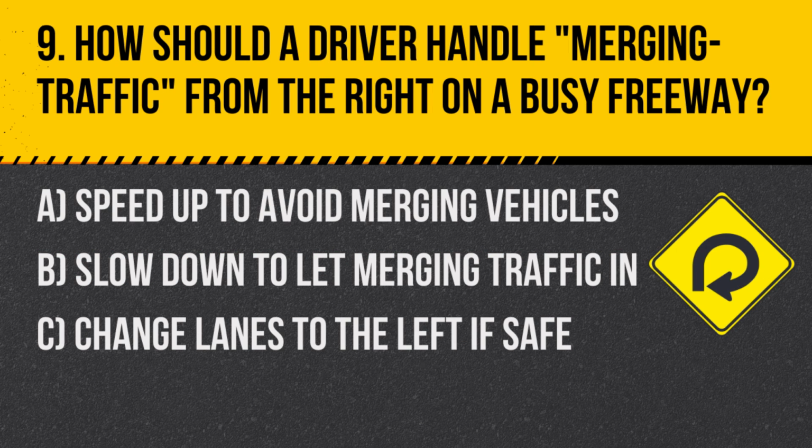Question 9. How should a driver handle merging traffic from the right on a busy freeway? A. Speed up to avoid merging vehicles. B. Slow down to let merging traffic in. C. Change lanes to the left if safe. Answer: C. Change lanes to the left if safe. This allows merging traffic to enter the freeway smoothly.